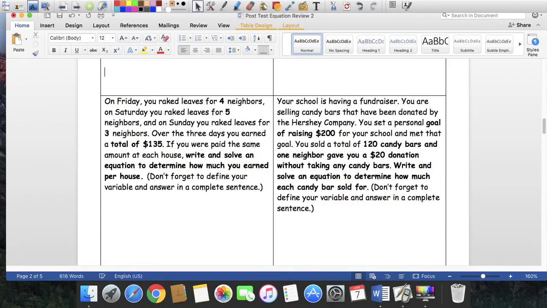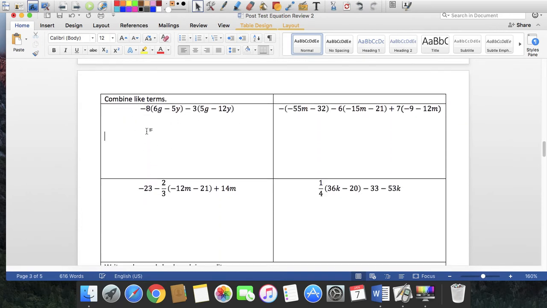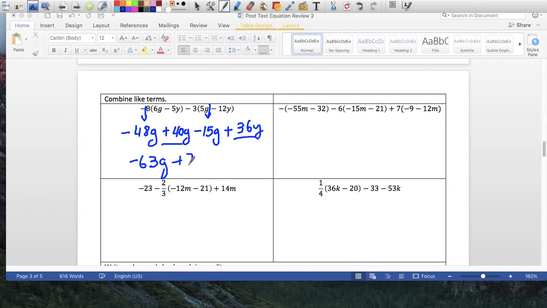Combine like terms. Okay, so let's combine like terms. We got negative 48g plus 51 plus 40y minus 15g plus 36y. So you really got to be careful here. Let's combine these two, negative 48 and negative 15. It's going to be negative 63g. Positive 40y and positive 36y is going to be plus 76y.